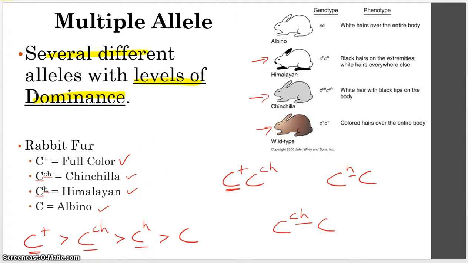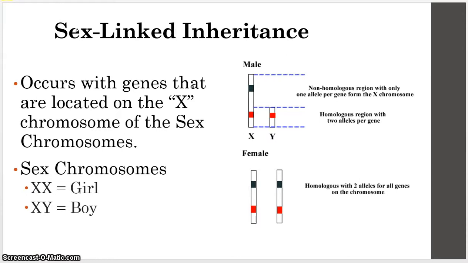Okay. Now the next one is a little bit more complicated. It's called sex-linked inheritance. This is what we spent a whole day talking about. This occurs when you end up with genes that are located on the X chromosome of the sex chromosomes. Now, the sex chromosomes are typically the last pair of chromosomes, and they're the ones that determine whether the organism is a boy or a girl. And so what we'll see there is that if you end up with what's called an X and a Y, you are a boy. If you end up with 2 X chromosomes, then you are a girl.